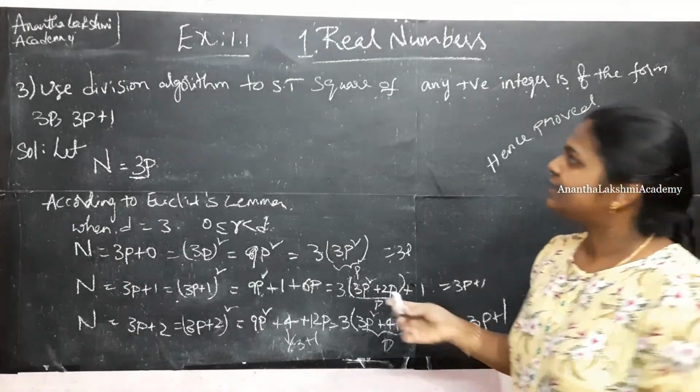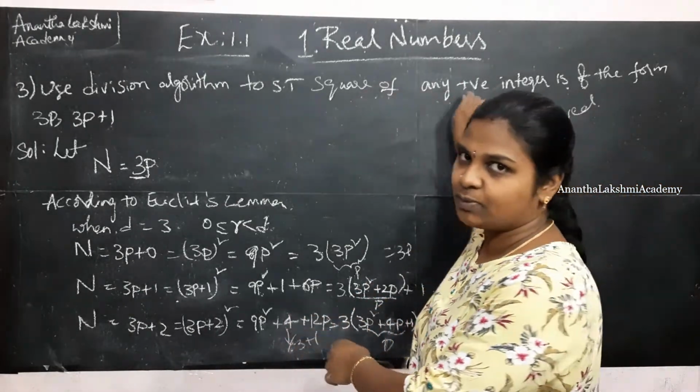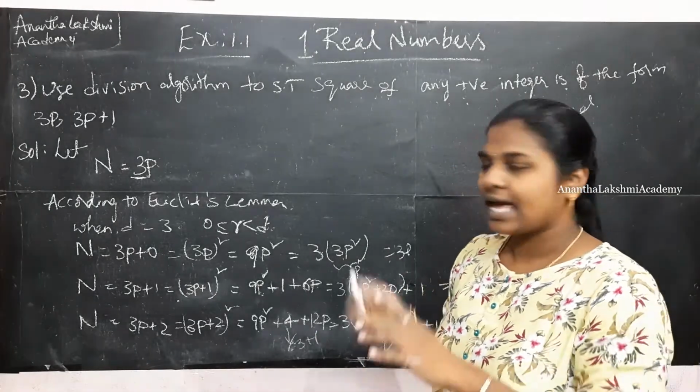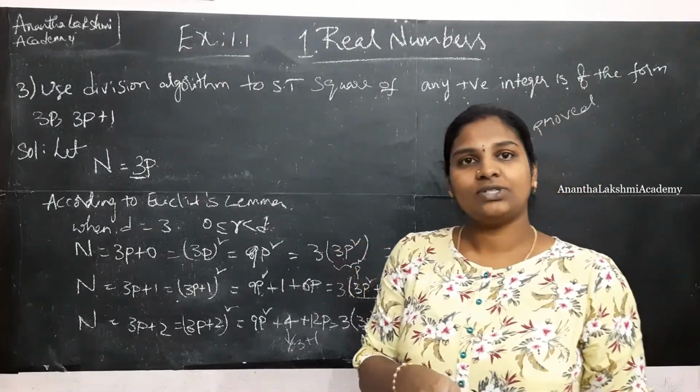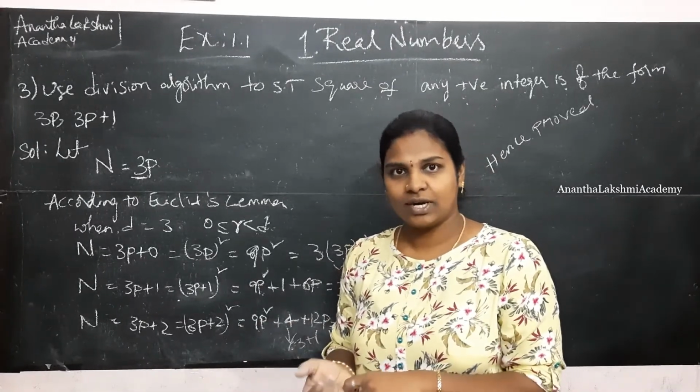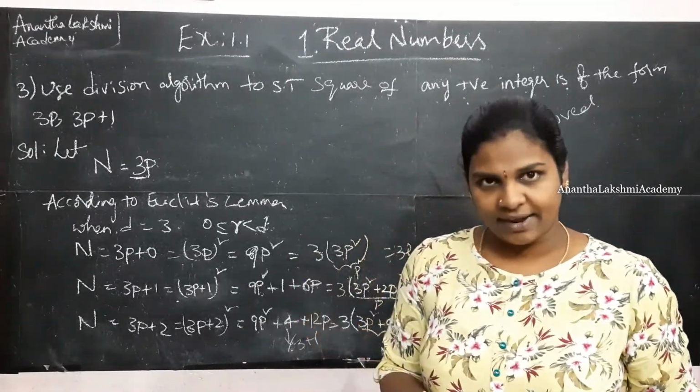Alright, this is about problem number 3. Here I have taken the square of the positive integer. Next one is the cube of the integer. Since I have solved this, I'll leave it to you guys to solve this. If you do not get it, let me know. We will solve it in later videos. Alright, let's jump into problem number 5.